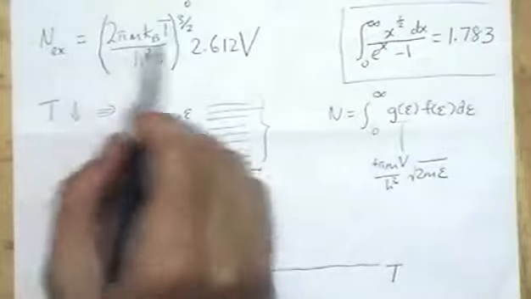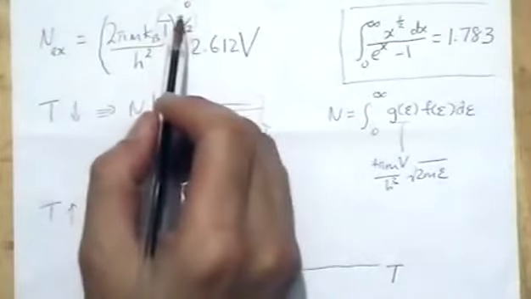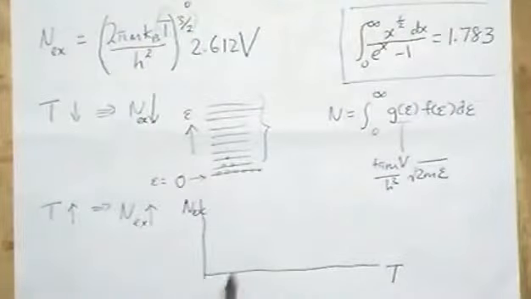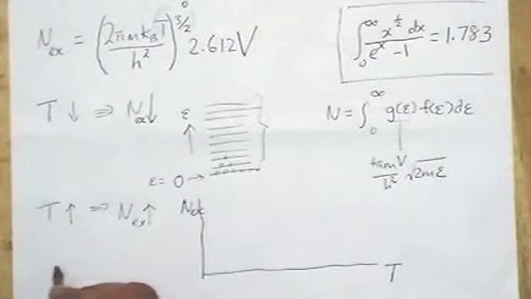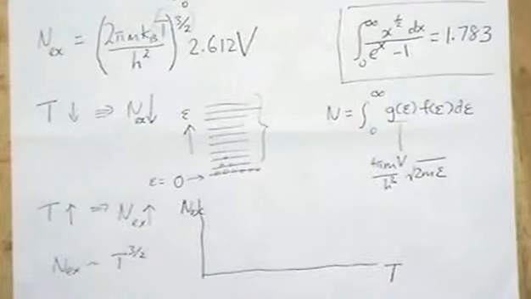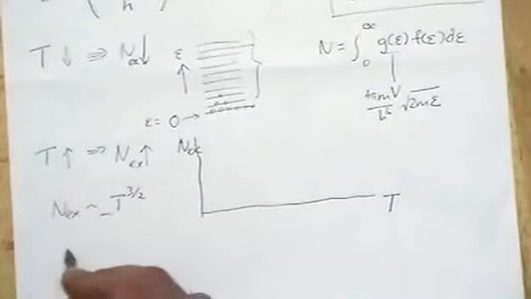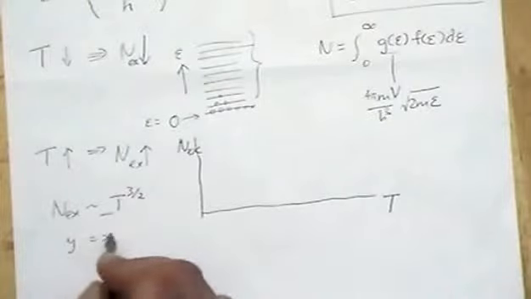Now what would this graph look like? It is a T to the power of 3/2 graph that we are looking at. So NEX is related to T to the power of 3/2. Okay, there are some constants in front, that wouldn't change the shape of the graph. But what would such a graph look like? Now to get an idea, think about the graph y equals x. You know what that looks like? That's a straight line.